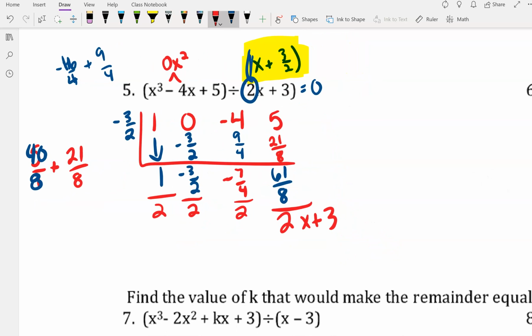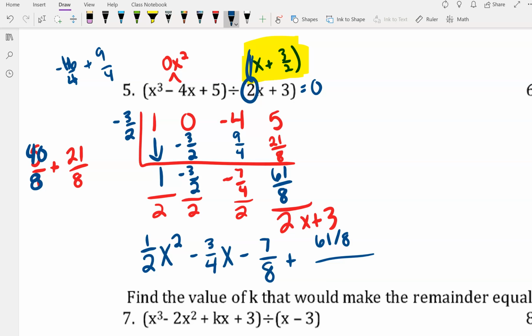So my final answer, sorry this is a little rushed, is going to be 1/2 x squared minus 3/4 x minus 7/8 plus, I'm just going to leave this because it's a little ugly, 61 over 8 over 2x plus 3.